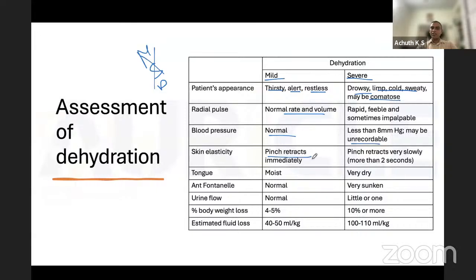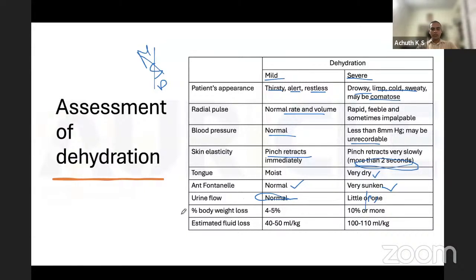Skin elasticity: when you pinch the child, it retracts immediately in mild, whereas if it goes back in more than 2 seconds, then it is a severe condition. Tongue looks moist in mild, whereas it looks very dry in severe. In children of less than 1 year, anterior fontanelle is normal in mild, and you can see the depression in anterior fontanelle in severe. Urine output is normal in mild, and little or none in severe. So it is not 1, it is none.